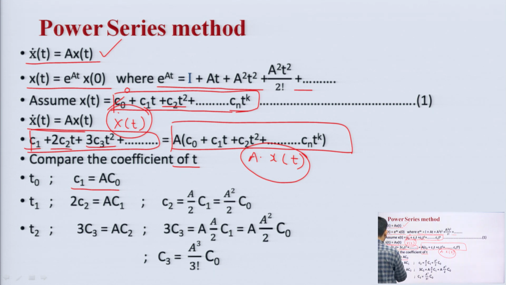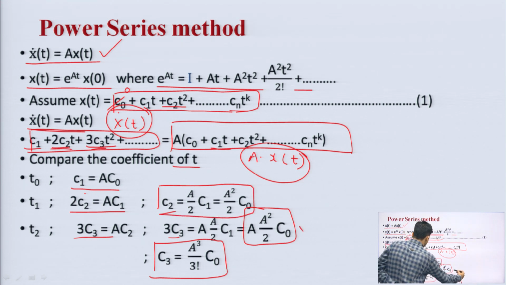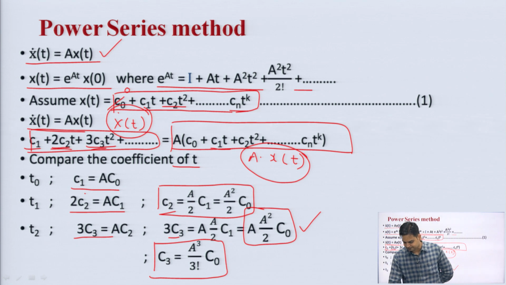For t to the power 1, it is 2 c 2 compared with A c 1, right. In the same way, we do the coefficient comparison, so we get the value of c 2, and then we need to evaluate c 3. In the same way we obtain c 1, c 2, c 3 in terms of c naught. So, c 2 and c 3 values we obtain in terms of c naught by simple mathematics, and now we need to put them in the above equation.